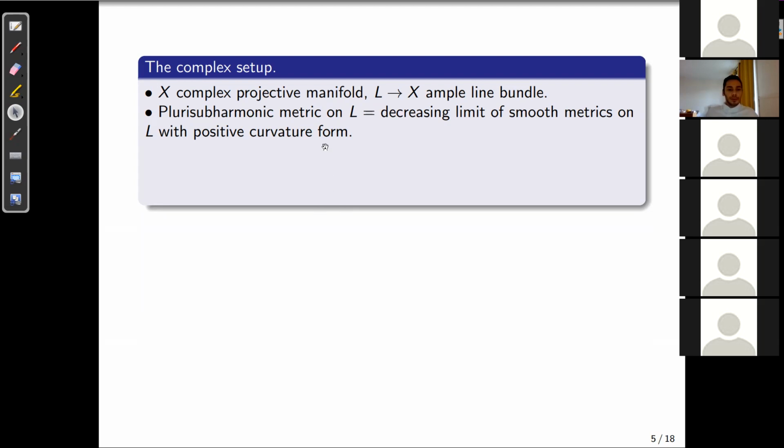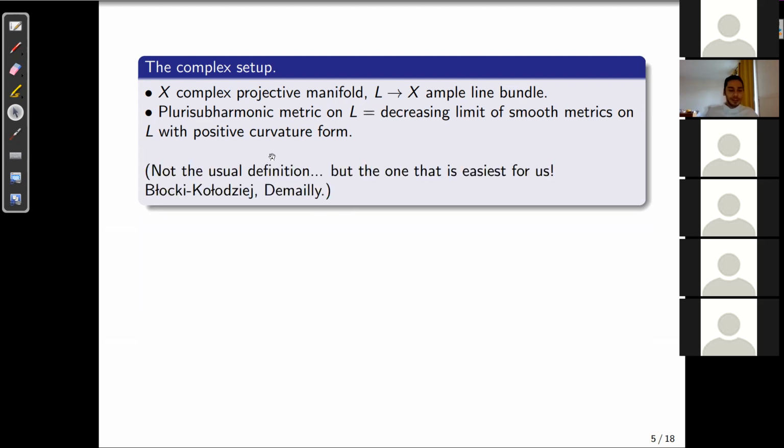So you might immediately be thinking, why this definition, and why do we use this definition? So this is equivalent to the usual definition of PSH metric from the work of Bedford, Taylor, Demailly. So this is very much not the usual definition, but this is the one that will be the easiest for us to copy into the non-Archimedean world.